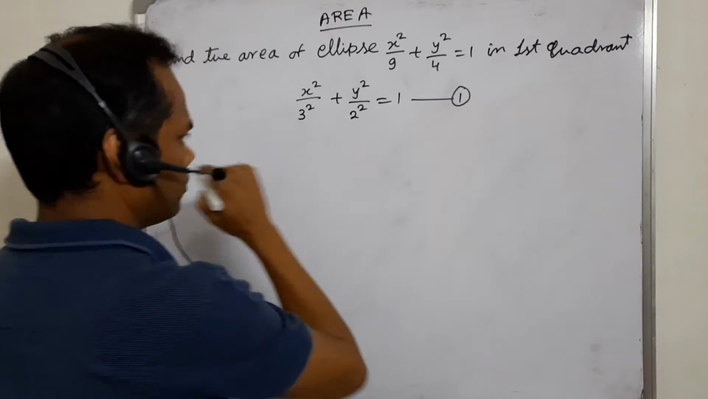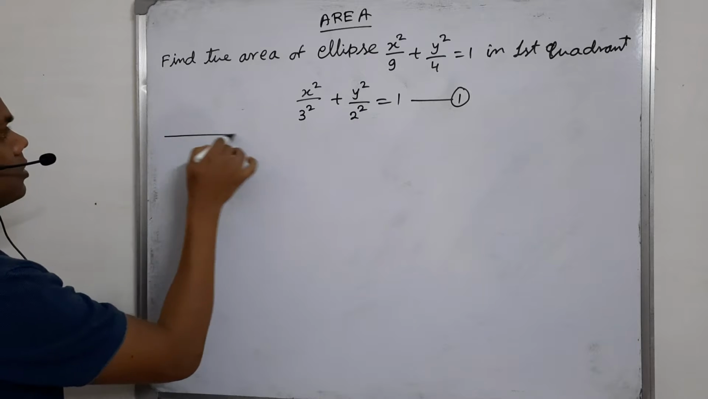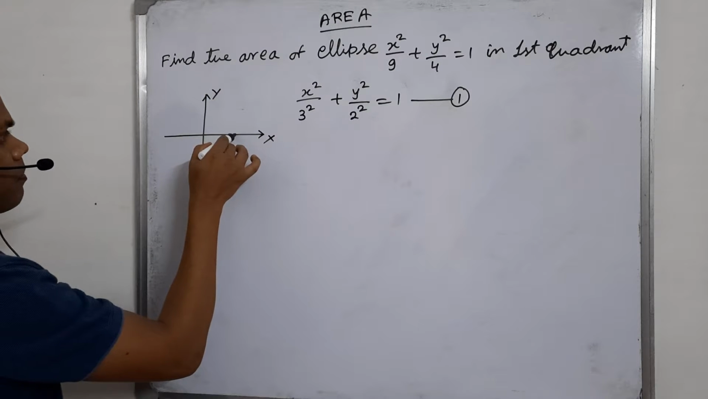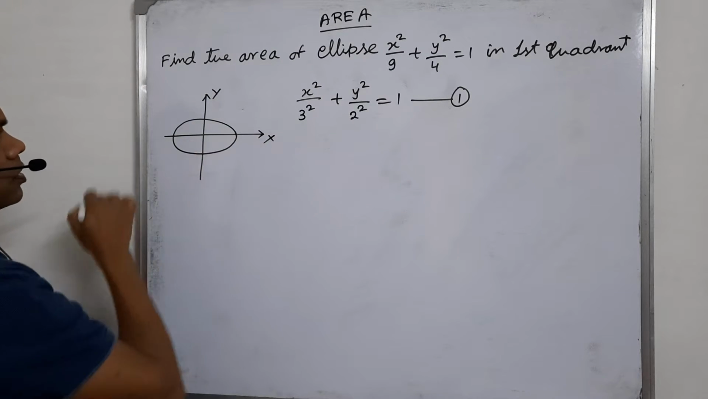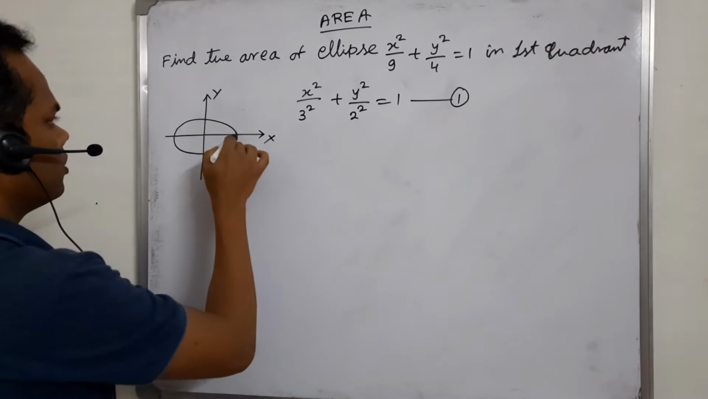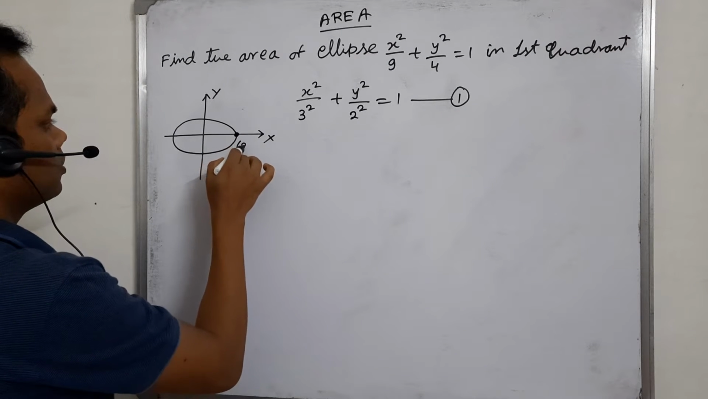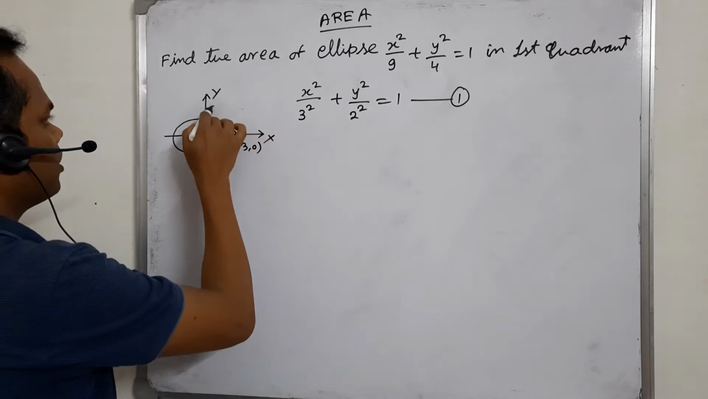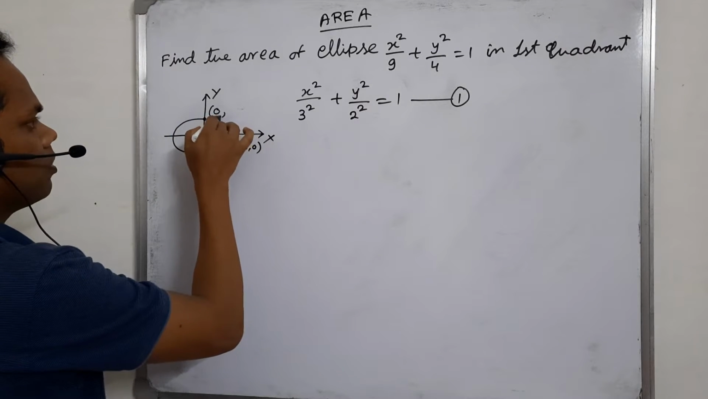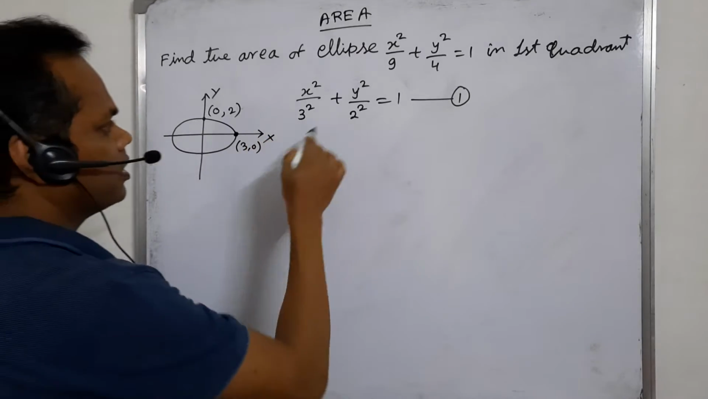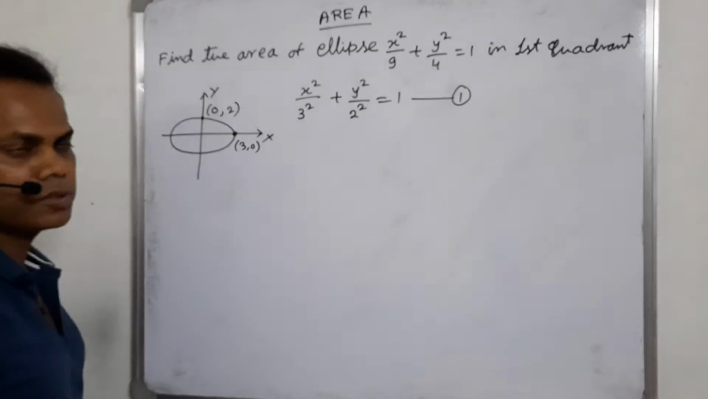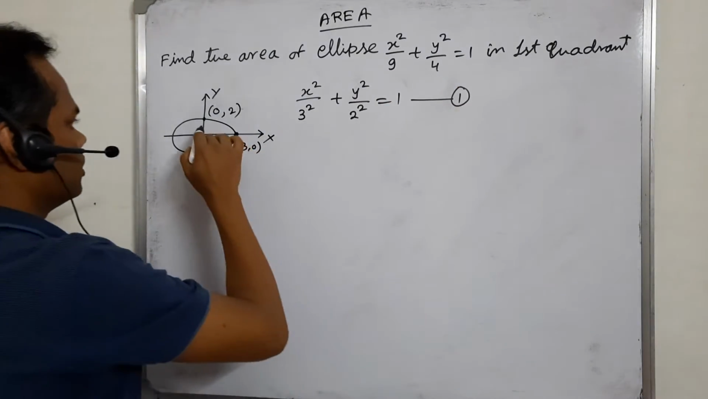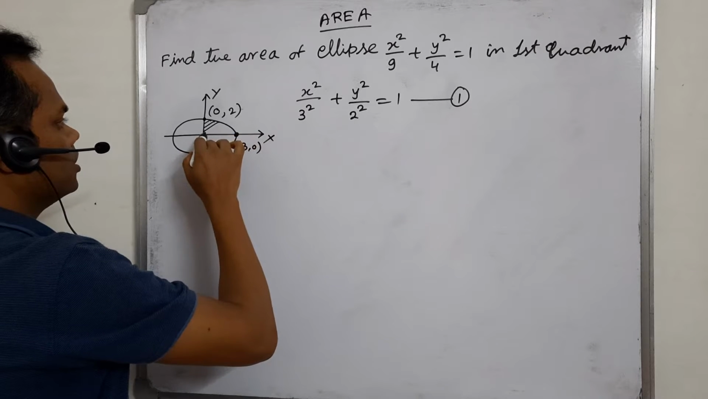This is equation 1, and the diagram of this part is: this is the x axis and this one is the y axis. This is the ellipse, and the coordinate of this point is (3, 0). This is the endpoint of the major axis and this is the endpoint of the minor axis, (0, 2). Here 3 is greater than 2, so the denominator of x square is larger, so the major axis lies on the x axis. And here it is given the first quadrant, so the shaded region is this one.